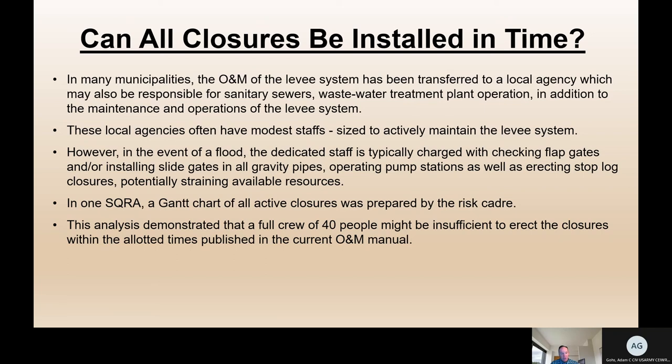So in one of the SQRAs that was performed about a year and a half ago, a Gantt chart was built for all the active closures on an urban levee system. And they found even with a crew of 40 people, it would be very difficult to get all the closures installed. That was used as a communication tool to talk to the local sponsor.